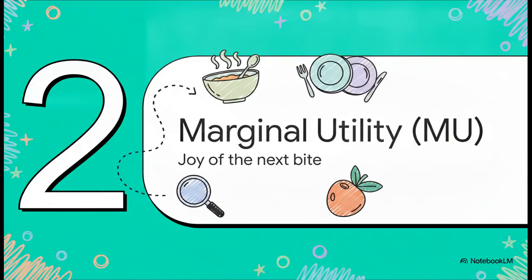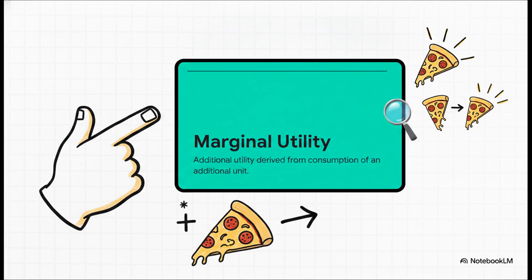Section 2. Marginal utility, or MU. The joy of the next bite. Marginal utility is defined as the additional utility derived from the consumption of an extra unit of a commodity. Let's relate this back to our pizza. Your marginal utility is the exact amount of joy, the specific boost in satisfaction that you get from eating just one additional slice. We're not talking about the whole meal here. It's all about the margin, the next unit, that very next bite.